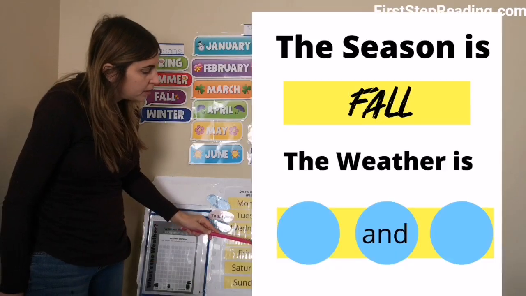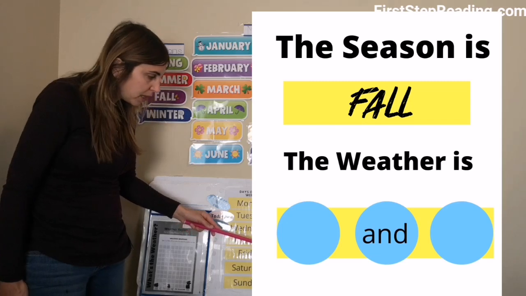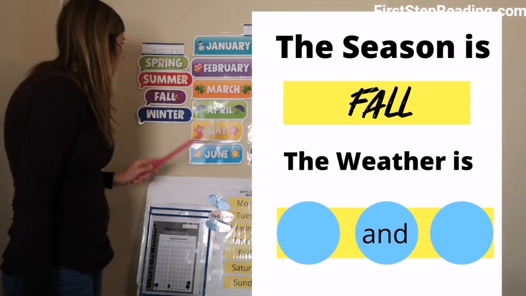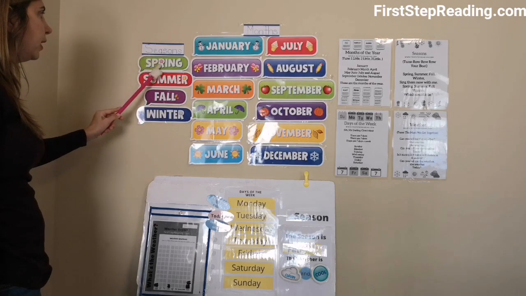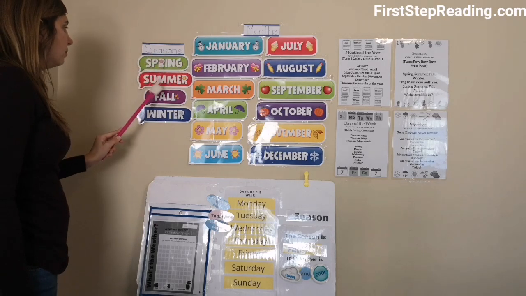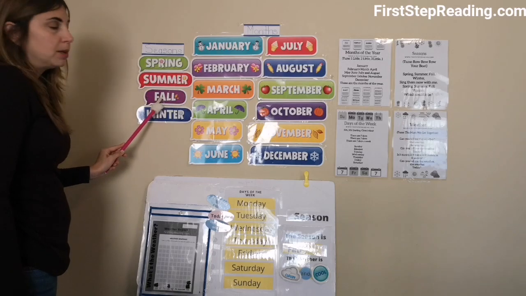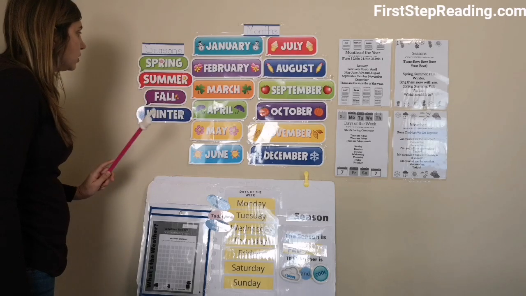So for me, since it's October 20th, it's the fall, the season of fall. There's 4 seasons: spring, summer, fall or autumn. Some people call fall autumn, or winter.